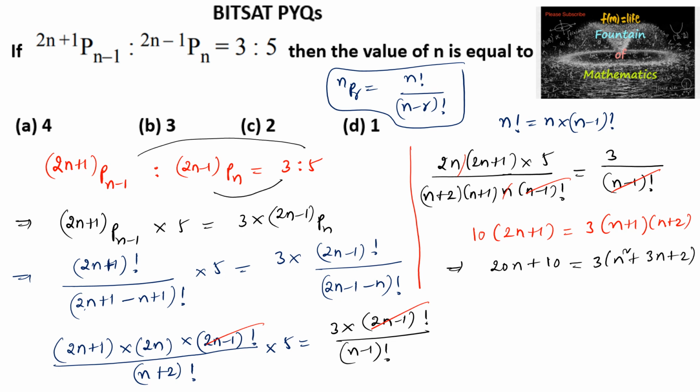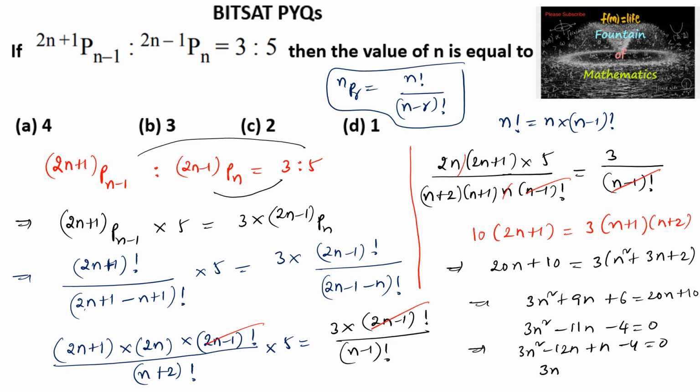So we can write 3n square plus 9n plus 6 is equal to 20n+10. So 3n square plus 9 minus 20, that is minus 11n, plus 6 minus 10 will give minus 4 is equal to 0. So by factorization we can write 3n square minus 12n plus n minus 4 is equal to 0. So we can write (3n+1) into (n-4) is equal to 0. So from here n is equal to minus 1 by 3 and n is equal to 4.